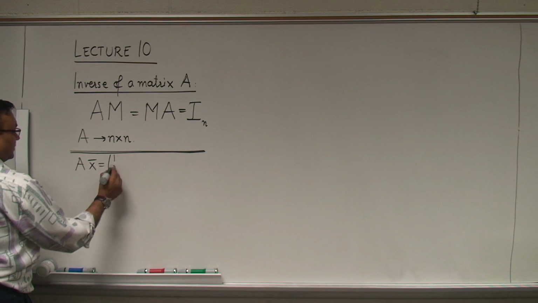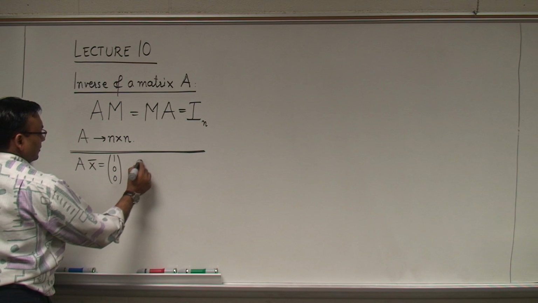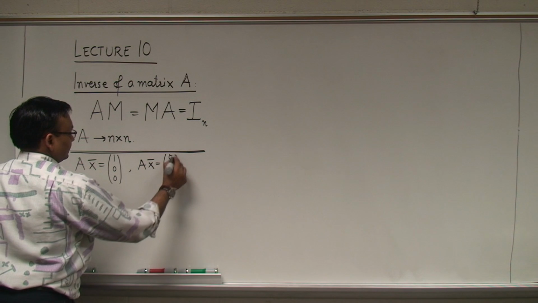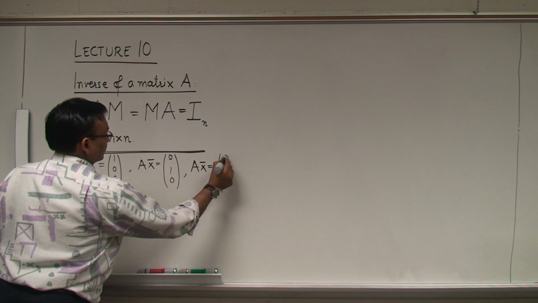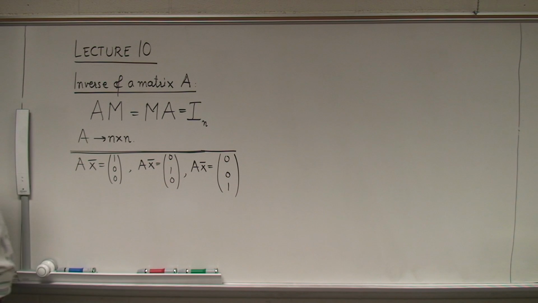So we said, let us say we are in a 3 by 3 situation, if we can solve these three systems and all of them are consistent, then we know that the inverse will exist.